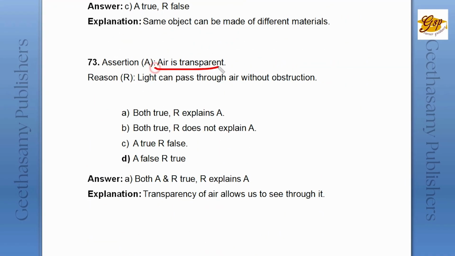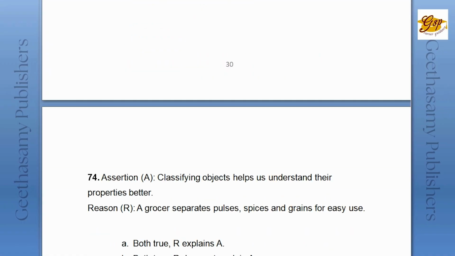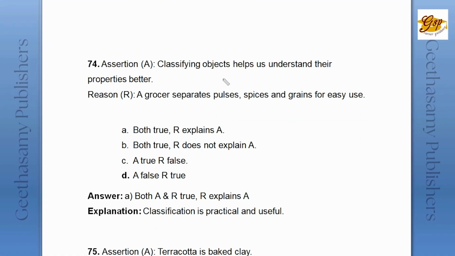Assertion: Air is transparent. Reason: Light can pass through air without obstruction. So both are true and R explains A, both are true but R does not explain A, A true and R false, A false and R true. The correct answer is A: both A and R are true, and R explains A. Transparency in air allows us to see through. Fine. 74th question.